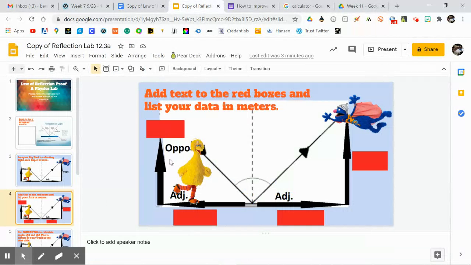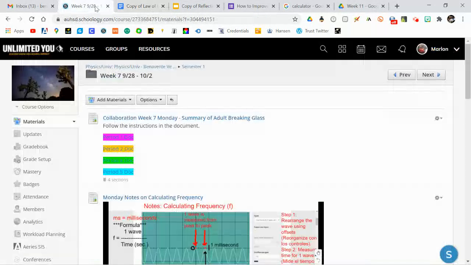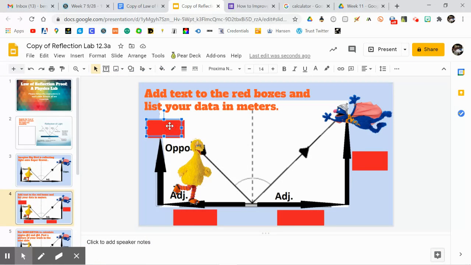And you're going to put this information in the fourth slide. I already added text boxes, and so now we're going to write that info. So the eye level height of the incident light is 67 inches. Okay, all right, so let's do that. 67 inches.